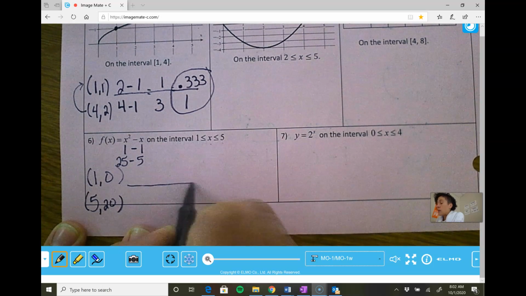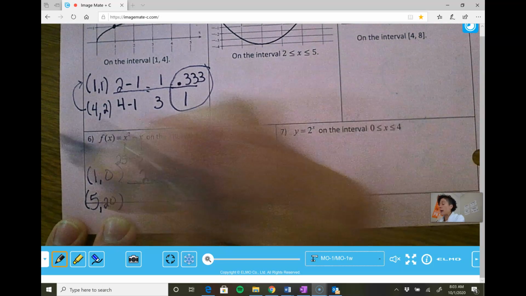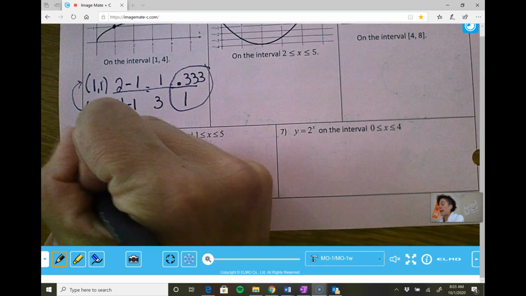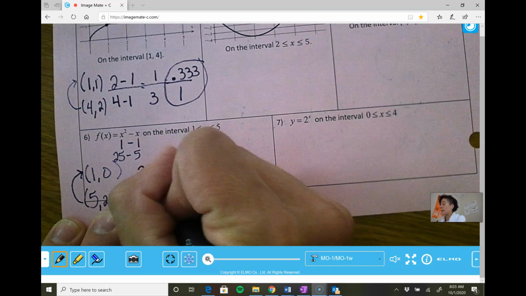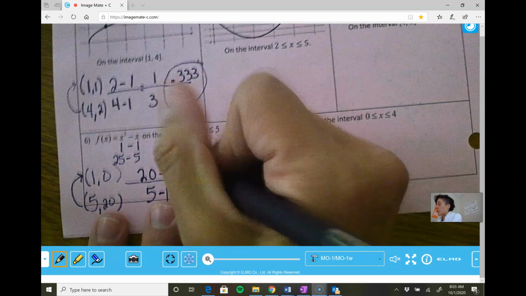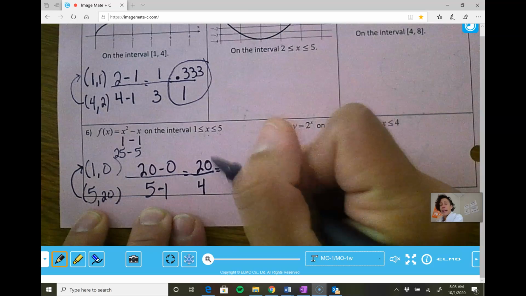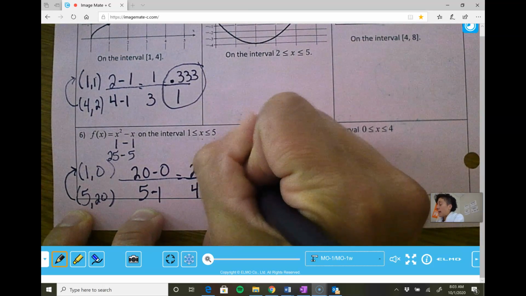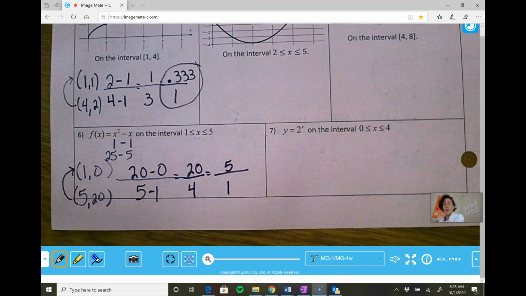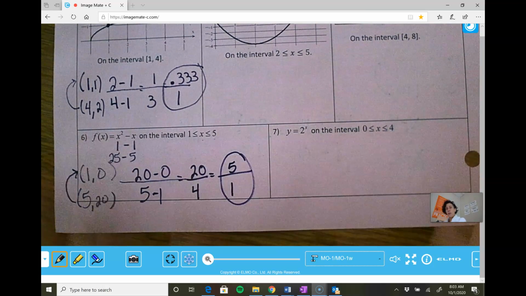And now I can do the y's on top. It is 20 minus 0 is the easiest way, and that means I will have to subtract 5 minus 1 the same way. It's not because it's easiest, it's the same way to subtract. So 20, my denominator is 4. Again, I'm going to have to divide those. I don't need a calculator to divide those. I'll get 5 over 1. And that is my average rate of change. So your job is to finish this page.